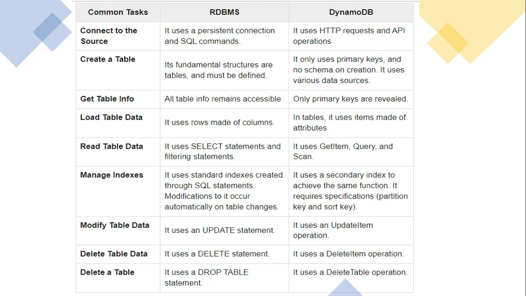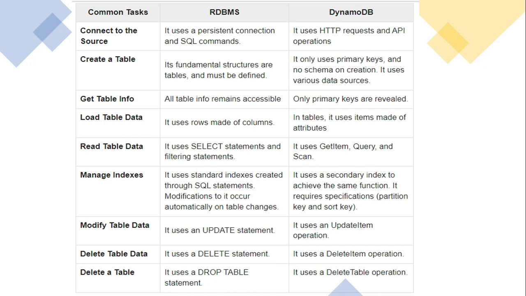In tables, it uses items made up of attributes. To read table data, it will use select statements and filtering statements. In DynamoDB, it uses get item, query and scan.